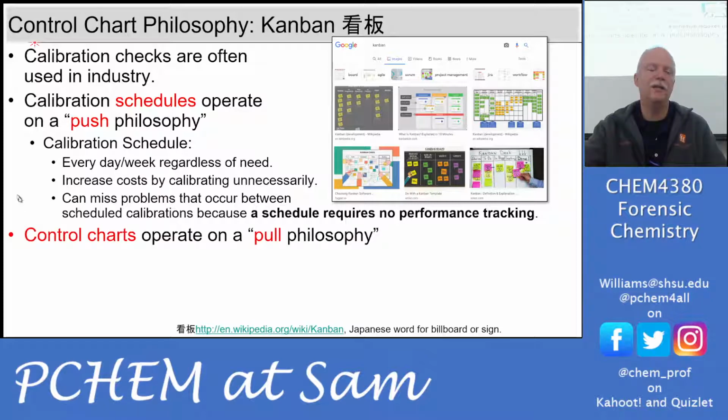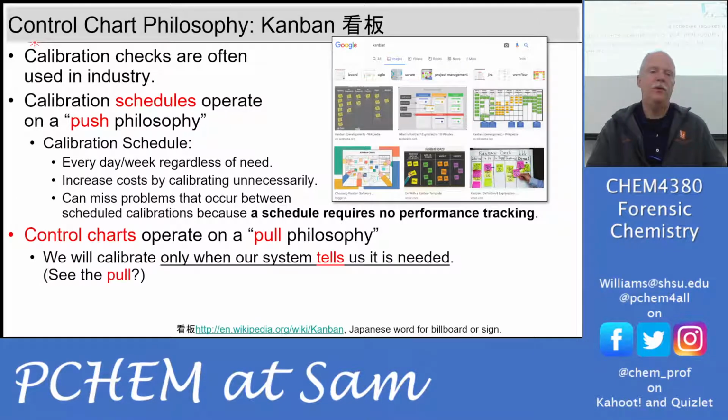The other way is to use a control chart, which operates on a pull philosophy. So we will calibrate when our system tells us it's needed. So do you see the pull, that signal that tells you action is needed? That's called a pull.